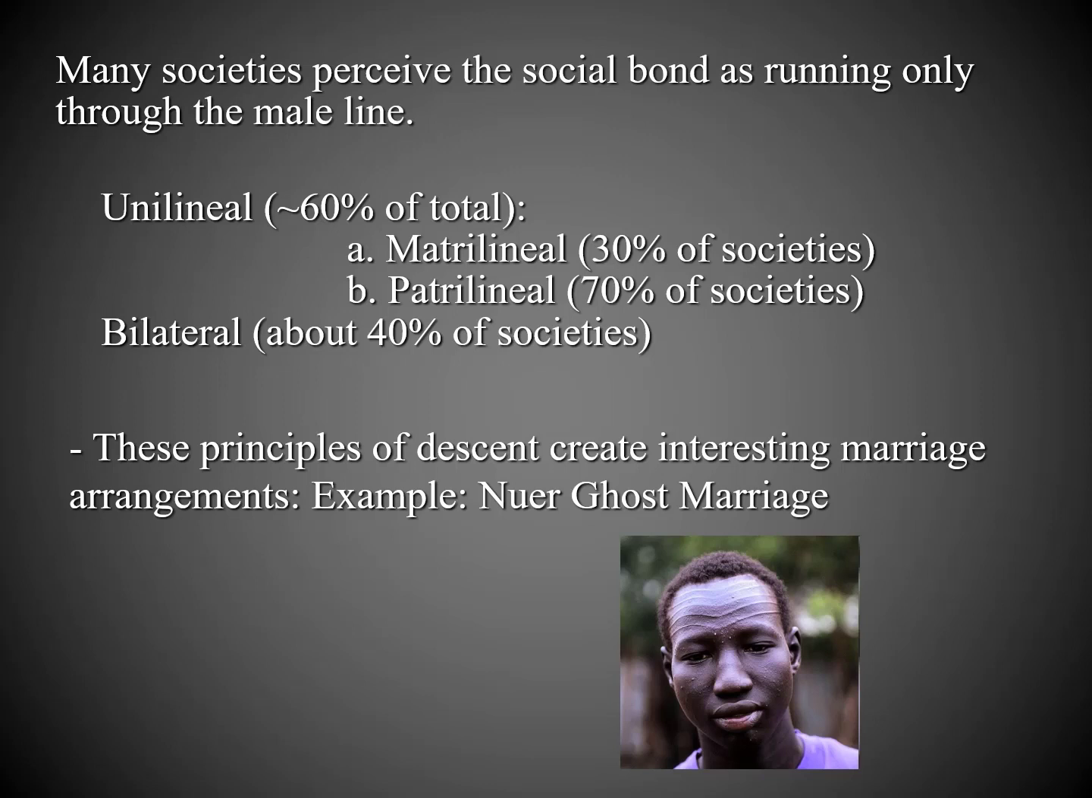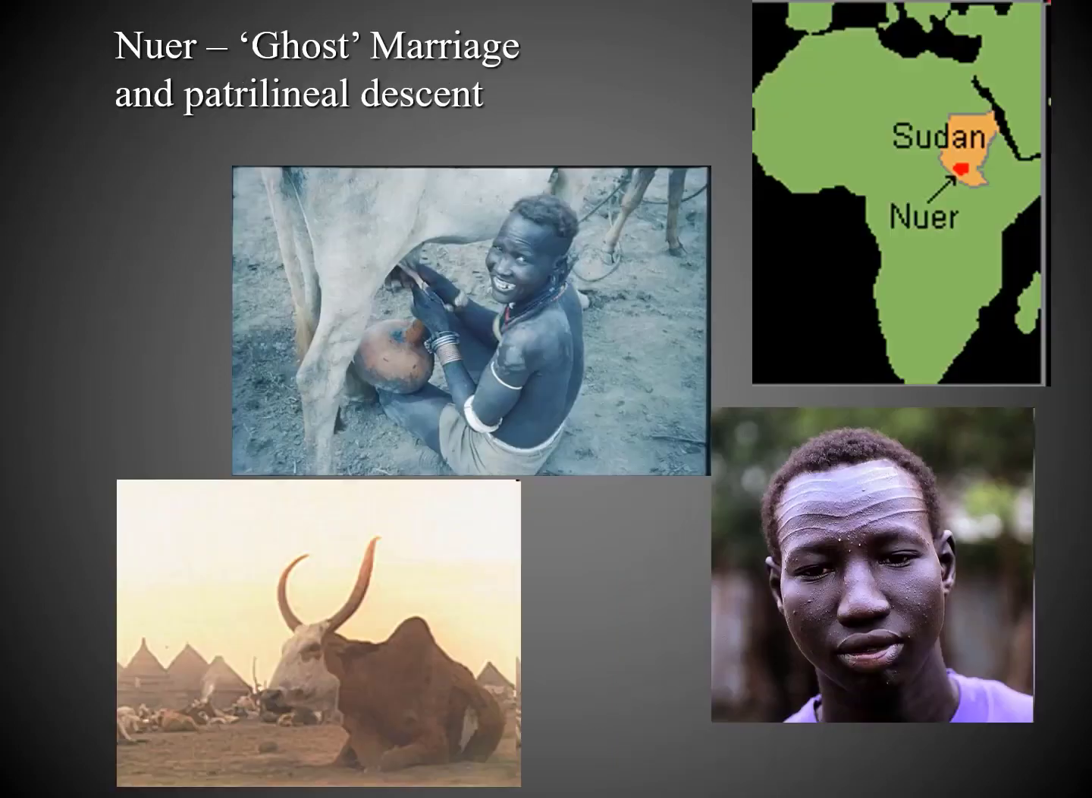They're a pastoral group in Sudan, in Africa, meaning they subsist off herd animals, namely cattle. And the Nuer practice something called ghost marriage. So the Nuer are a unilineal society, patrilineal to be specific. They perceive the social bond and trace it as running through the males in the family. And so the patriline, rather than say the nuclear family, is the main kin unit, the main economic and social unit.